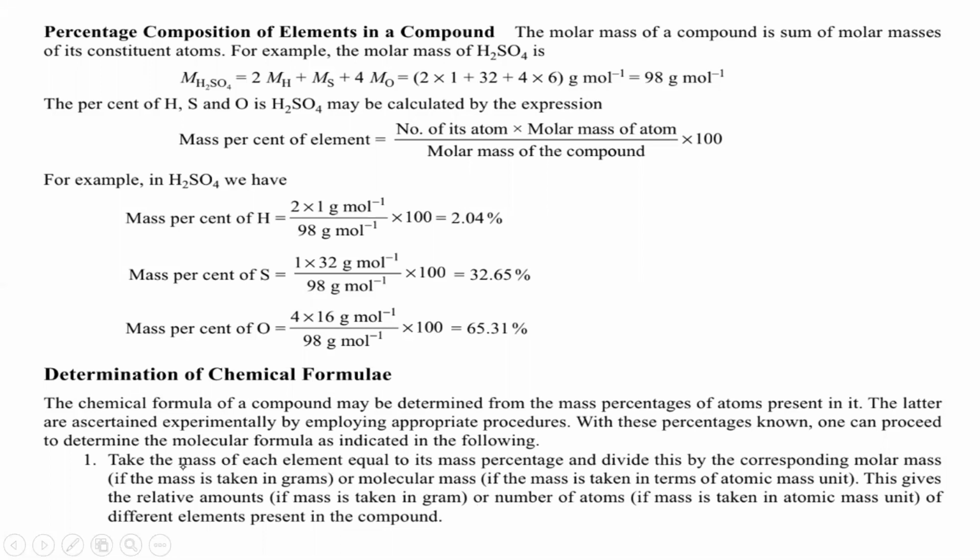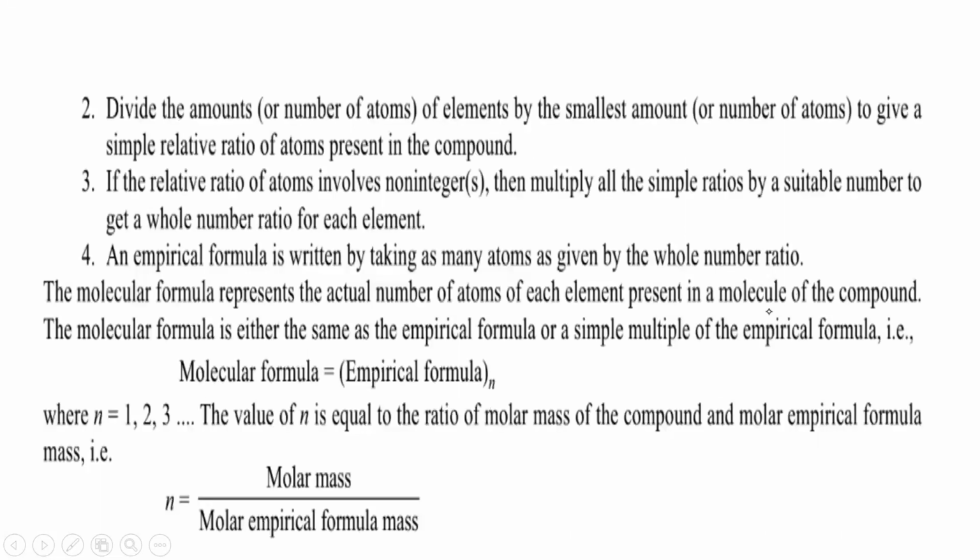For example, how to find the molecular formula or empirical formula of a given compound. Take the mass of each element equal to its mass percentage and divide this by the corresponding molar mass. This is the first rule. If the mass is taken in grams, it is molar mass; if the mass is taken in atomic mass units, it is atomic mass. This gives the relative amounts or number of atoms of different elements present in the compound. Let us see one example here.